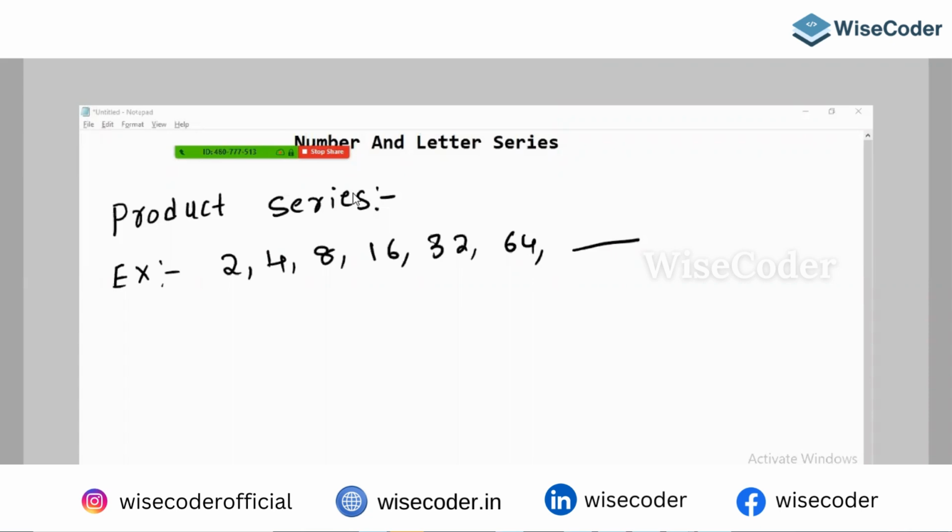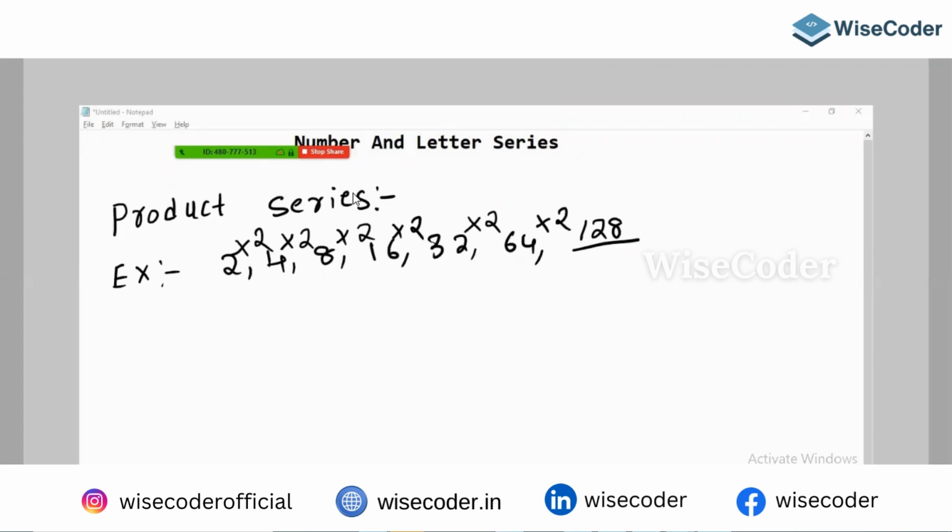So look at here, how you are going to get 2, 4, 8. These are friendly numbers. 2 2s are 4, 4 2s are 8, 8 2s are 16, 16 2s are 32, 32 into 2 will give you 64. So next must be into 2. So 64 into 2 will give you 128. So here it's a product series, and he is multiplying with a constant number.